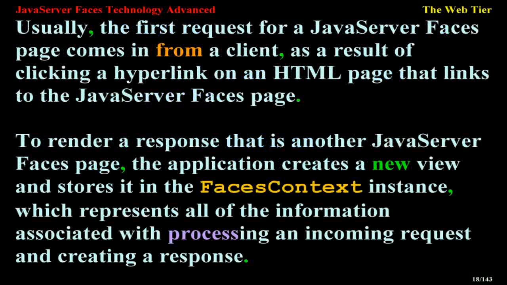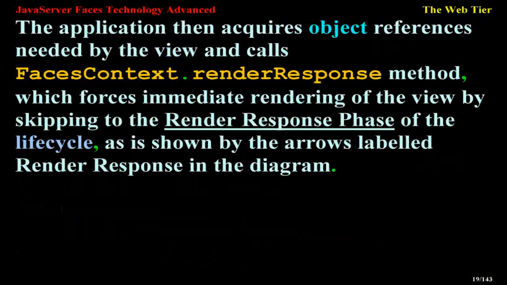Usually, the first request for a JavaServer Faces page comes in from a client, as a result of clicking a hyperlink on an HTML page that links to the JavaServer Faces page. To render a response that is another JavaServer Faces page, the application creates a new view and stores it in the FacesContext instance, which represents all of the information associated with processing an incoming request and creating a response. The application then acquires object references needed by the view and calls the FacesContext renderResponse method, which forces immediate rendering of the view by skipping to the render response phase of the lifecycle, as is shown by the arrows labeled renderResponse in the diagram.